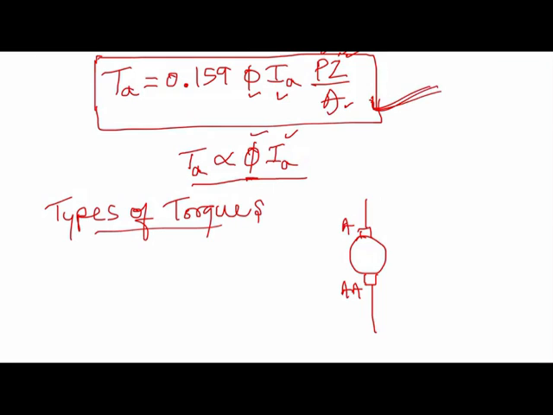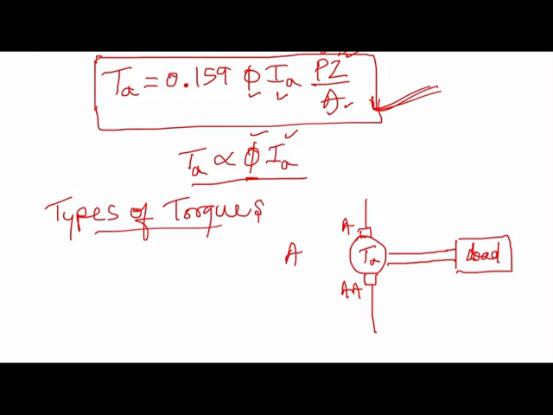Armature: the torque developed in the rotating part inside the motor is TA. This developed torque should be transferred to the mechanical load through the shaft. This generated torque is also called the armature torque. Whatever torque develops in the armature is the generated torque or armature torque. So TA is the armature torque.